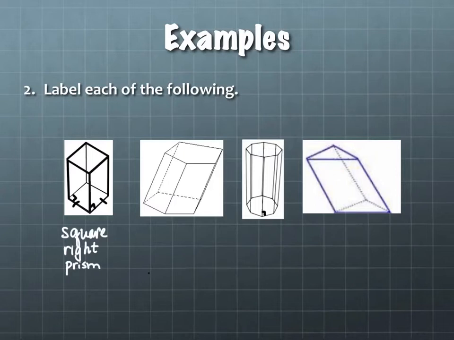How about the second one? Start with the base. It's a pentagon, so we say pentagonal. Is it right or is it oblique? It's oblique because it's leaning, and then it's a prism.